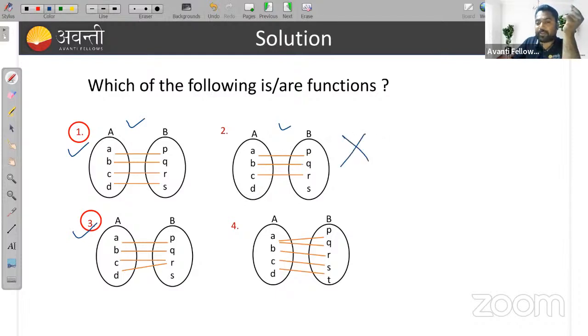Why is it not a function? Because D has no image. D has no image in B. So that's why it is not a function.